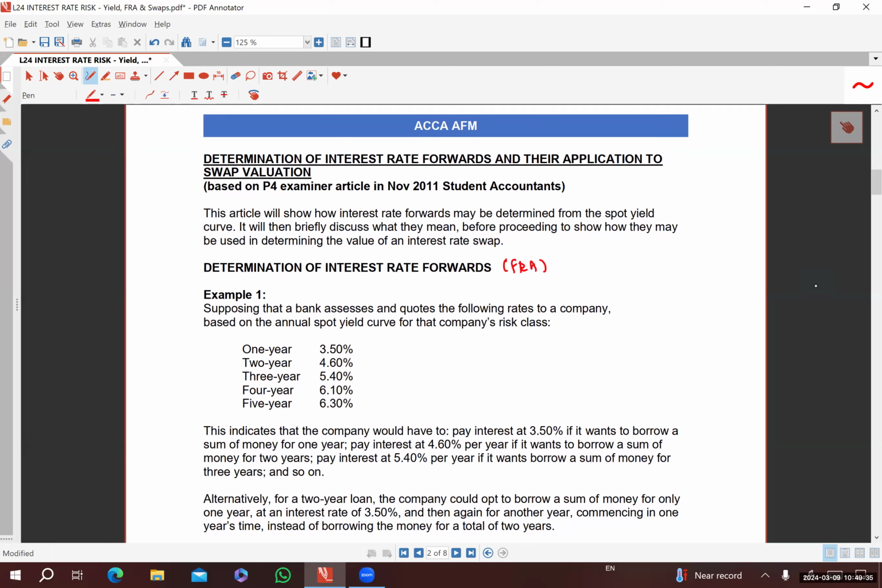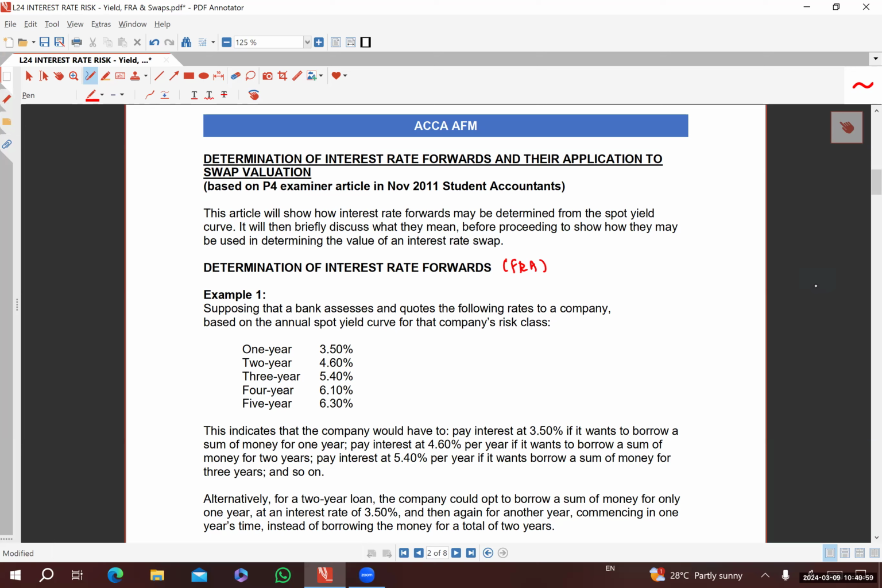Now, how does the bank fix this forward rate? It is based on the spot yield curve. In the first chapter, we learned how to work out the spot yield curve using government bonds and the IRR. You can go back to the first chapter to see that. So how do we work out the forward rate, FRA, by using the yield curve?